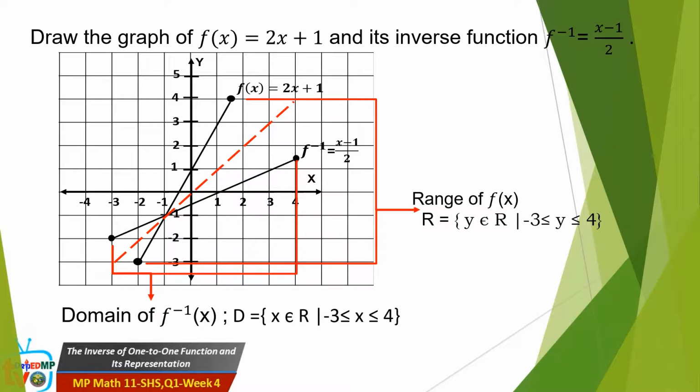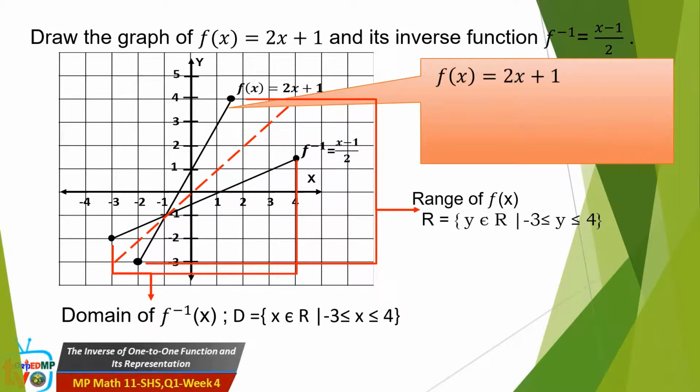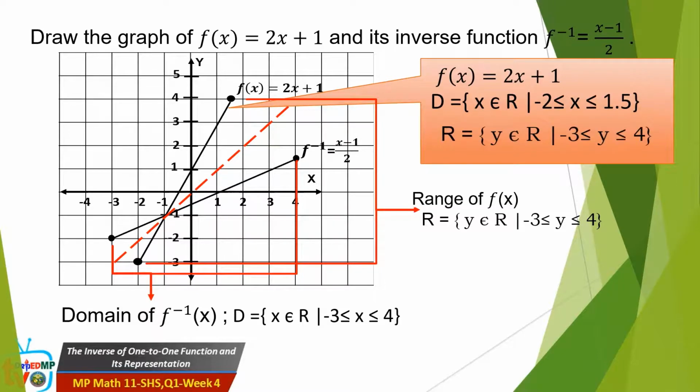To summarize the domain and range of function f of x and its inverse function, in function f of x, the domain is a set of real numbers such that negative 2 is less than or equal to x, then x is less than or equal to positive 1.5. And the range is a real number such that negative 3 is less than or equal to y, then y is less than or equal to positive 4.